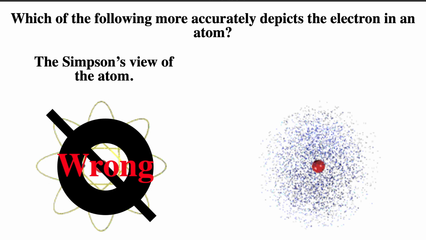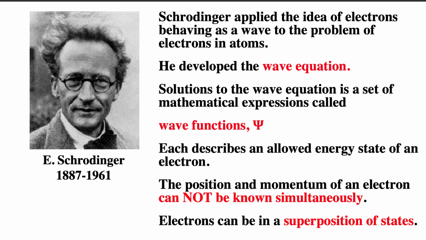And so to me, it's better to think in terms of electron density around the nucleus. Unfortunately, in this depiction, the nucleus is way too big. Electron density is much bigger than the nucleus. And so Schrodinger applied the idea of electrons behaving as waves to the problem of electrons in atoms, and he developed what's referred to as the wave equation.